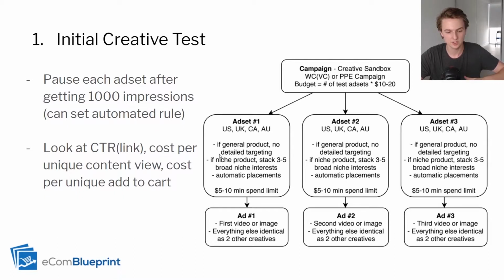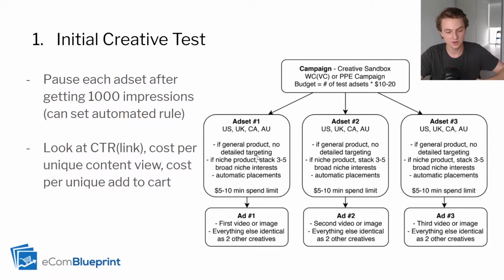Now, if you're selling a general product, so if, for example, it's a posture corrector, and you know that's a product that doesn't really have any interest that you can target. And so in this case, don't do any detailed targeting. Just set these countries, leave the age and the gender as broad as possible, and then let Facebook take care of everything for you. So just leave it as broad as possible, and that's all you need to do.